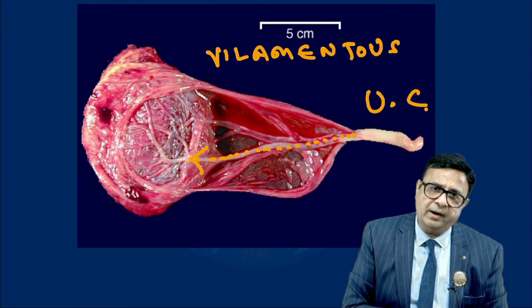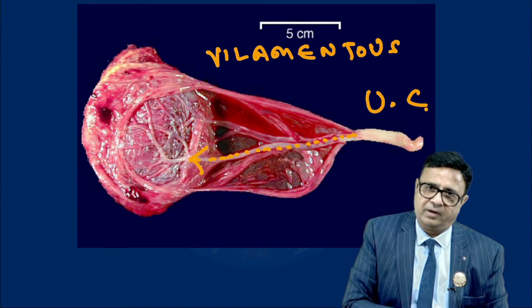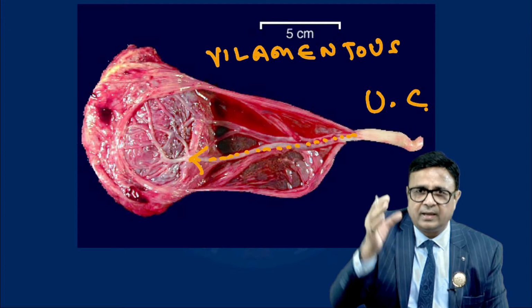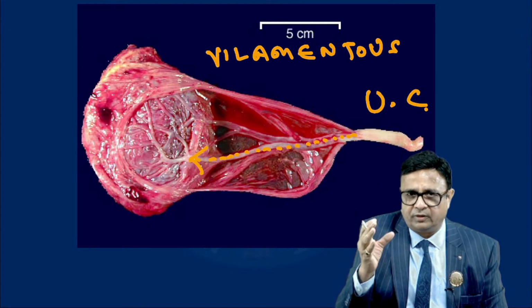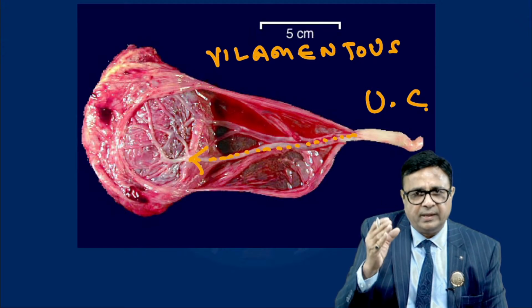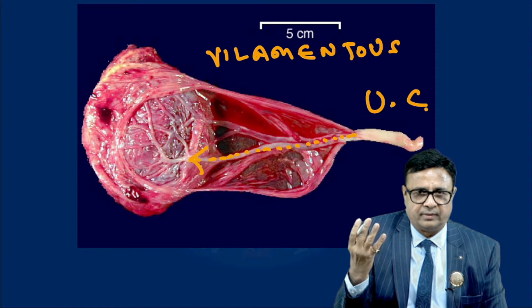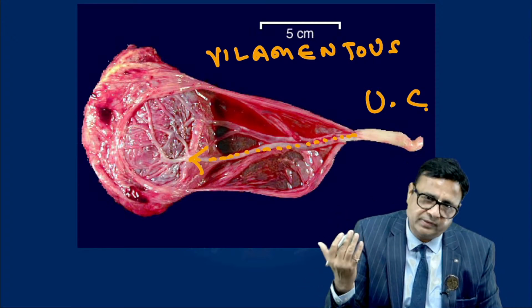What is the drawback of filamentous insertion of umbilical cord? It can lead to vasa previa, where fetal vessels are lying lower down, near the internal os. This is called vasa previa. And because of this vasa previa, there can be bleeding per vaginum, and this bleeding per vaginum is fetal in origin, so fetal blood is coming out of the vagina.